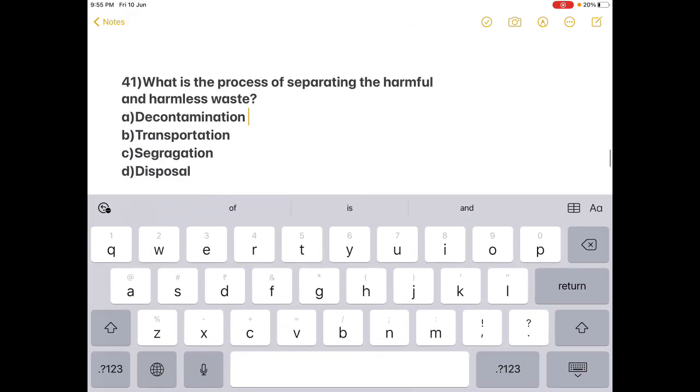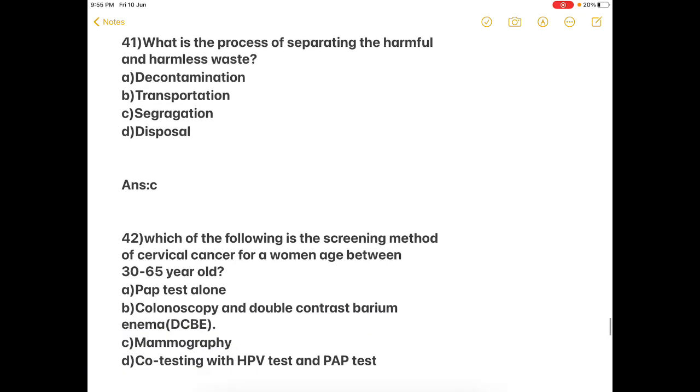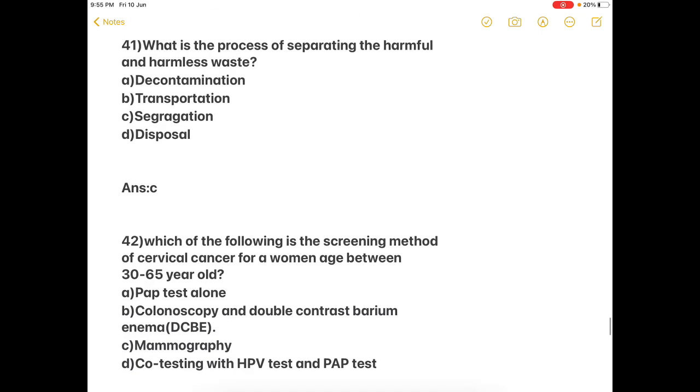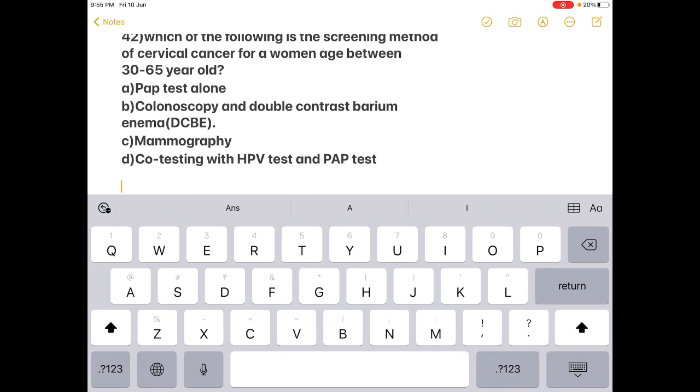Next question, what is the process of separating the harmful and harmless waste? Decontamination, transportation, segregation, disposal. The correct answer here is C, segregation of waste. Option C is the correct answer. This also is an interesting answer.